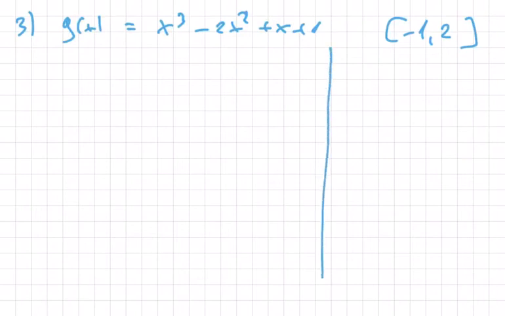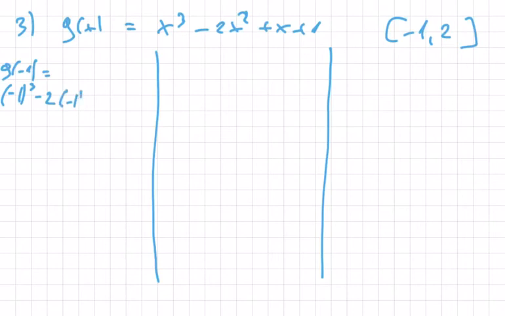Let's put them in. Okay, g of negative 1 is equal to negative 1 cubed minus 2 multiplied by negative 1 squared plus, in brackets, negative 1 and plus 1 again. Here we have negative 1. From this expression we have 1 positive multiplied by negative 2, it will be negative 2. Okay, plus negative 1, and plus 1. And this will cancel, we have negative 3 as the answer.